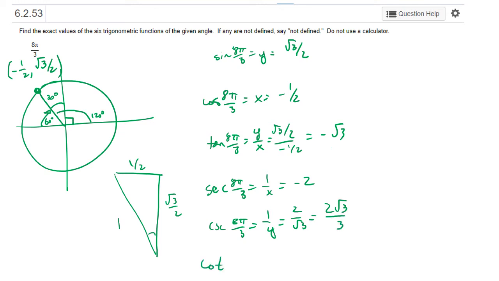And finally, the cotangent of the angle is the ratio of x to y, which is just -1/2 to √3/2. Cancel out the 2's, -1 over √3, or if you are particular, -√3/3. There we have it.